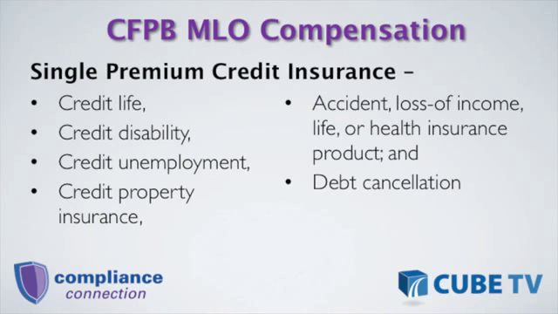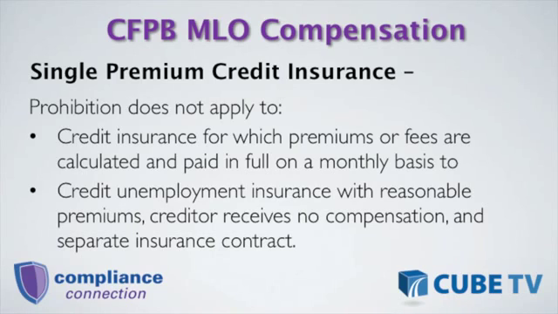Revised Section 1026.36(i) of the Truth in Lending Act generally prohibits a credit union from financing any premiums or fees for credit insurance in connection with a closed-end consumer credit transaction secured by the member's principal residence. This includes both closed-end and open-end loans. The prohibition applies to credit life, credit disability, credit unemployment, credit property insurance, or any other accident, loss of income, life, or health insurance protections, and also includes any payments, directly or indirectly, for debt cancellation or suspension agreements and contracts.